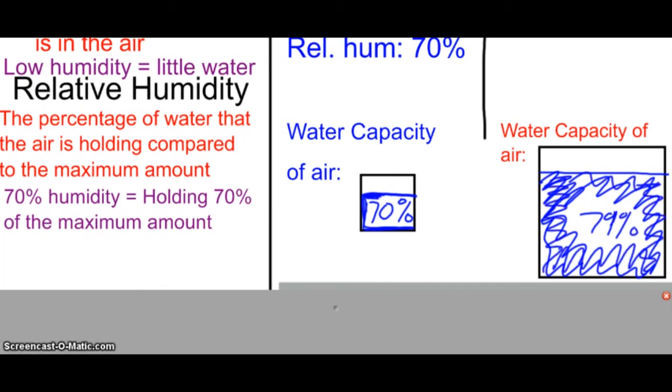All right, so to review, a cold day can only hold so much water. It's a smaller capacity than a warm day. And that warm day in July is going to hold much, much, much more water than a day in January.